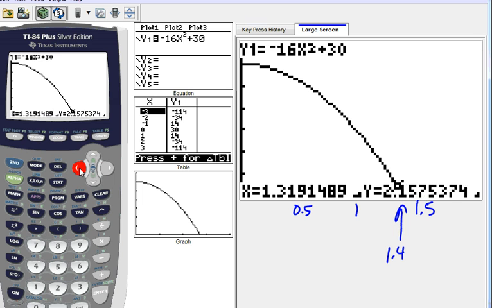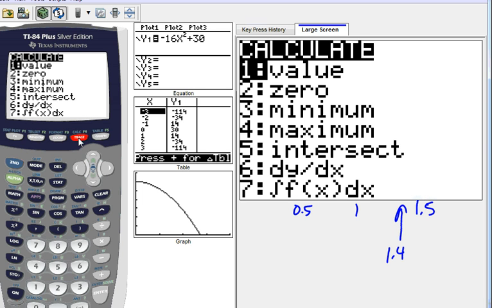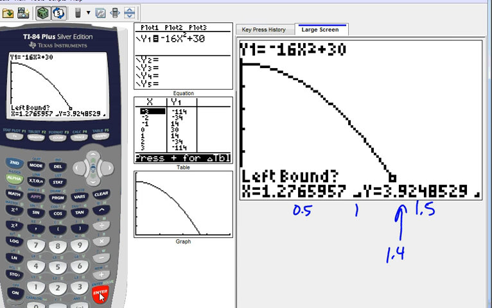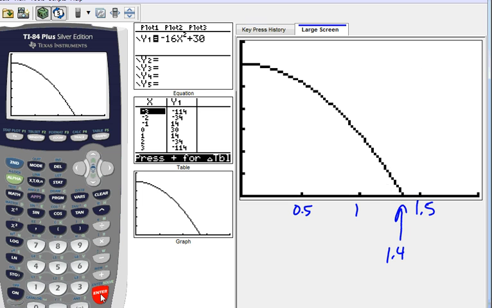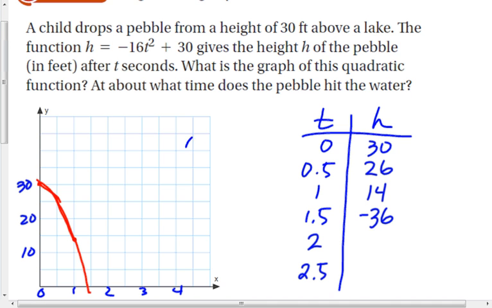I can even be a little more accurate if I use my calculating option here and do number 2, which is find the zero. Press enter. It asks for my left bound, so I need to be on the left side of where it hits the x-axis. So I'll hit enter there. I'm going to move it a little bit past there. Hit enter again. Then hit enter one more time. And it says about 1.369 seconds. So 1.4 seconds, or about 1.37 seconds is a good estimate.